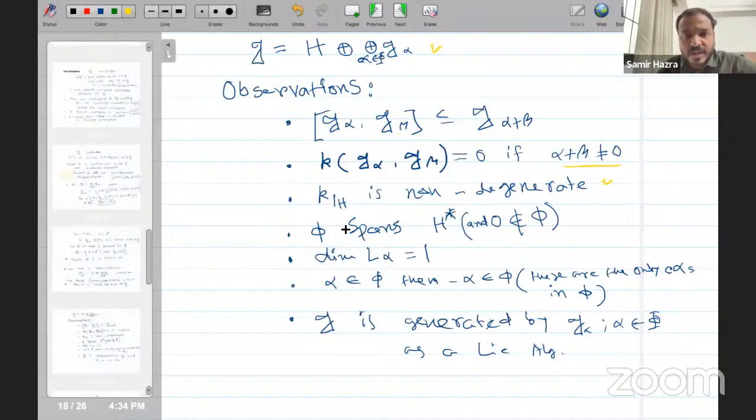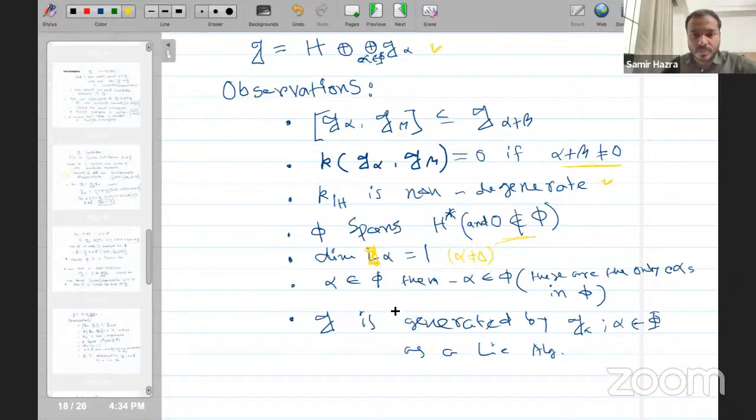Okay, so then phi, these are elements. Basically phi spans H star, and 0 doesn't belong to phi. We have seen this. So phi contains a basis of H star, and the dimension of G alpha, because the Lie algebra is G here, is always 1 for alpha not equal to 0.